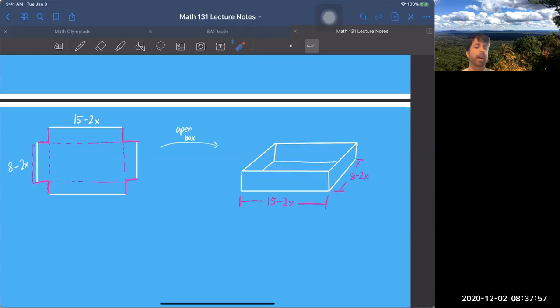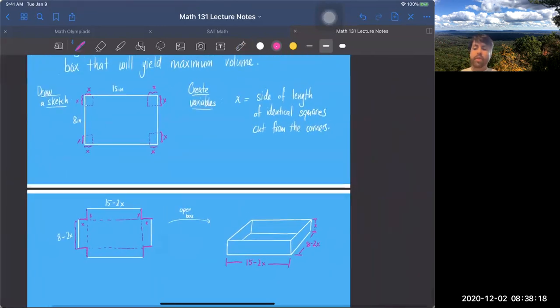What's the height of my box represented by? X. That's right, Badur. It's X, because these are all X's here. If you open that flap, if you connect those flaps, that little height there is X. So guys, you see how much more work we had to do for this?